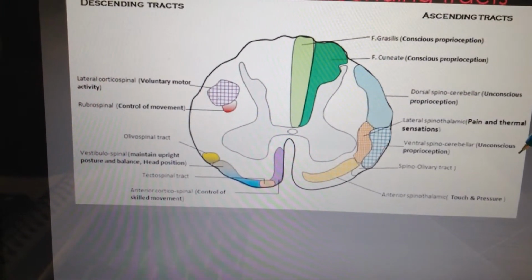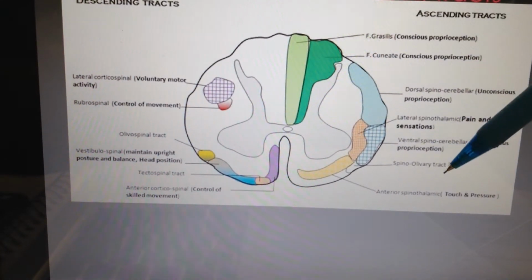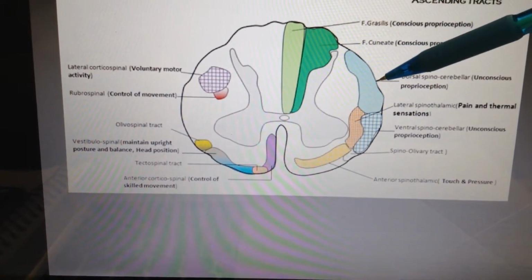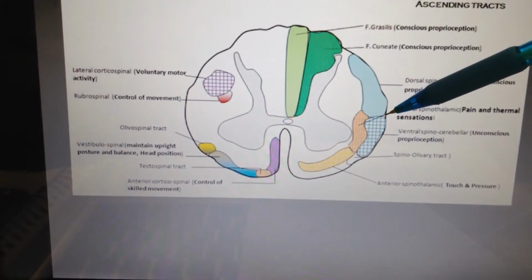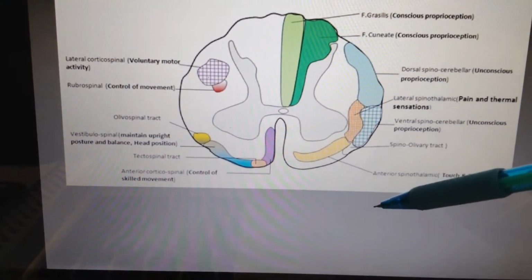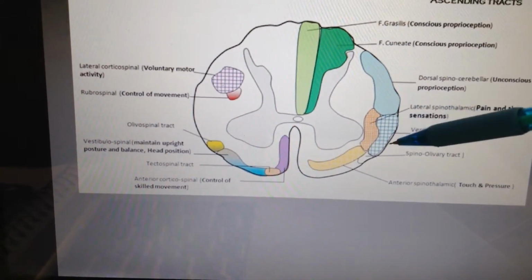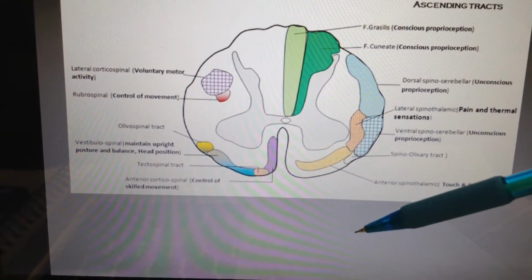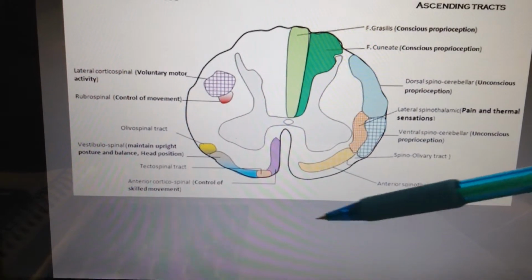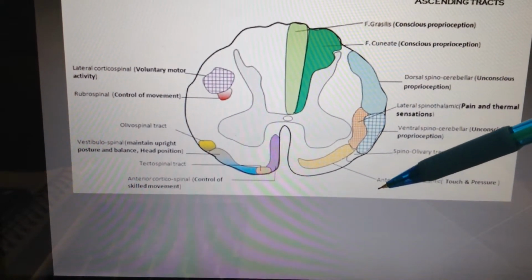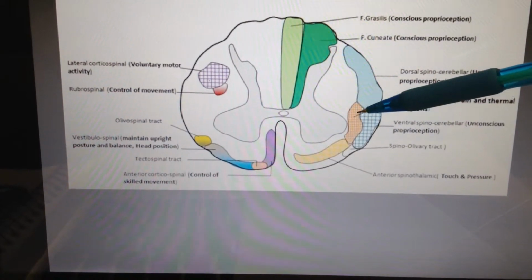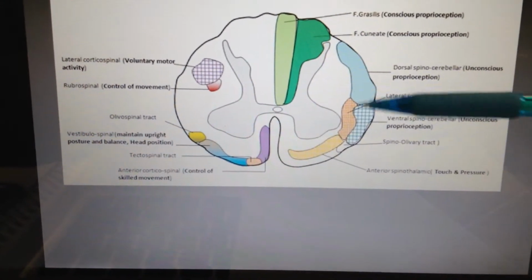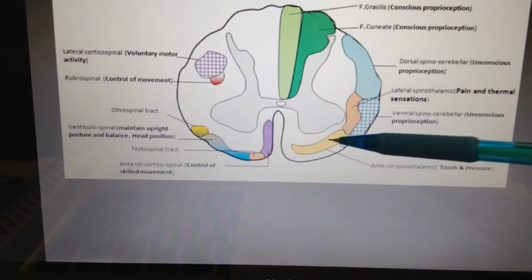The dorsal and ventral spinocerebellar. Here's the dorsal spinocerebellar. The ventral spinocerebellar comes off the posterior. And the lateral and ventral spinothalamic. Well, we just know lateral and ventral are here, so lateral and ventral spinothalamic.